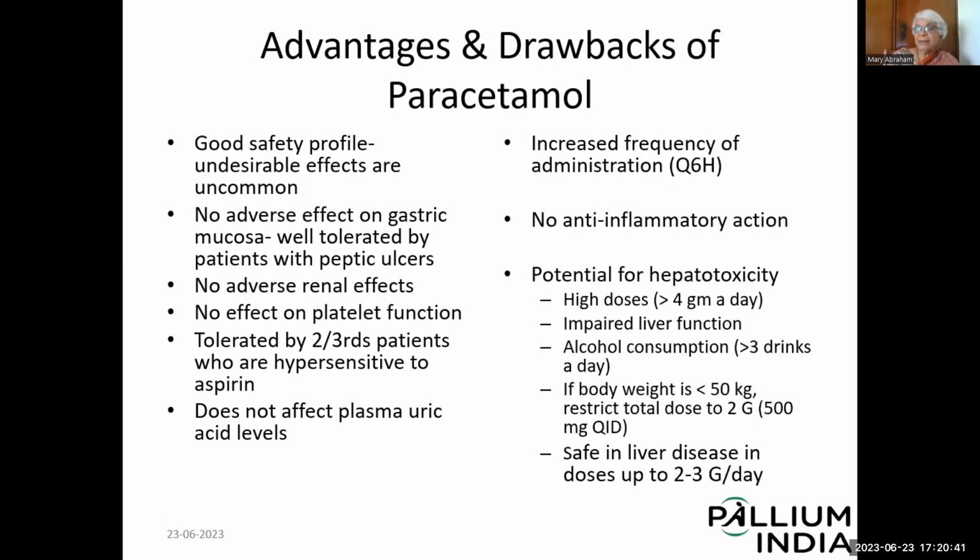But the drawbacks are that it has to be given every 6 hours. It has no anti-inflammatory action. It has a potential for hepatotoxicity, but that occurs when you give high doses, or in those with liver dysfunction, or those who are taking excessive alcohol, or when the body weight is less than 50. In such cases, you can reduce the dose. Like in a patient whose body weight is less than 50, just give 2 grams a day. Or in those with liver disease, you can restrict the dose to 2 to 3 grams per day. It can be given in those patients. So it's not an absolute contraindication.